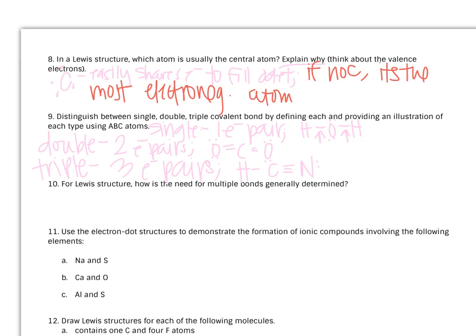Okay. Going on to number 10. It says, for Lewis structures, how is the need for multiple bonds generally determined? So let's take this example up here, CO2. So if I were to write C, it has 4 valence electrons, as we know, and oxygen has 6. So 1, 2, 3, 4, 5, 6. So basically, even if we put carbon and oxygen together and share those, there'd still be those. So let's say they're sharing those 2.